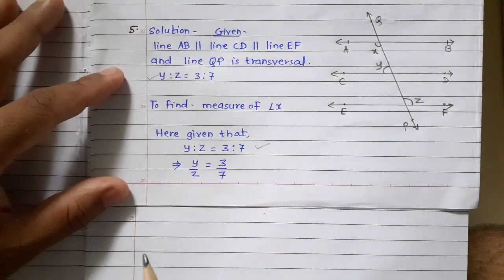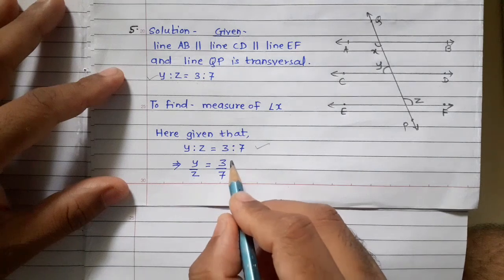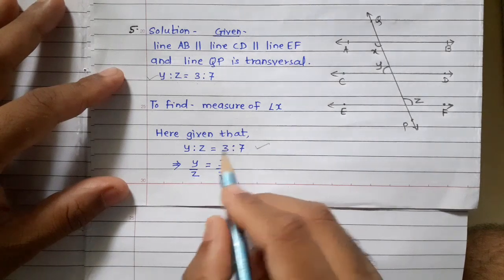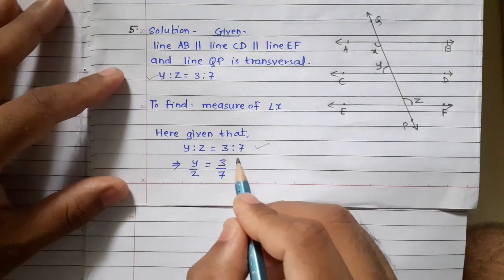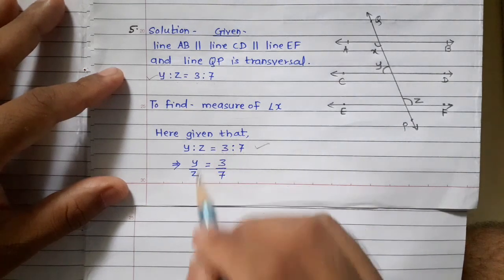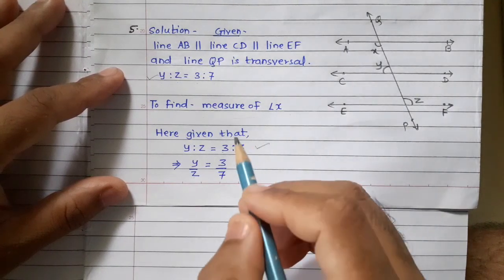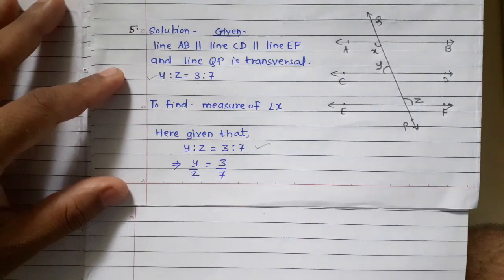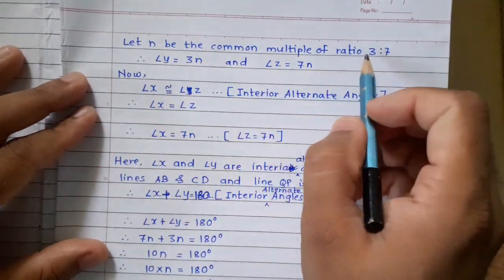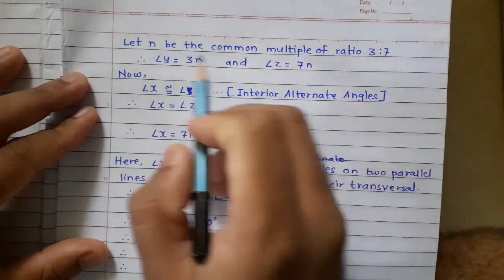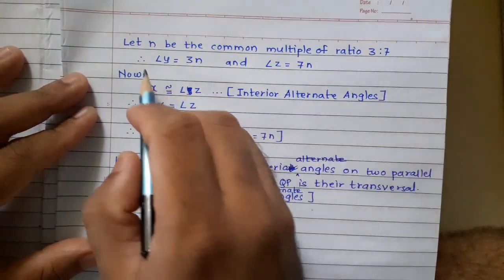If the ratio is given, then we take a common multiple of the ratio 3 : 7. For that we will choose any letter. So we are taking n as the common multiple of the ratio 3 : 7. Let n be the common multiple of the ratio 3 : 7.